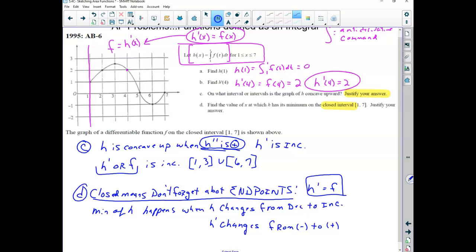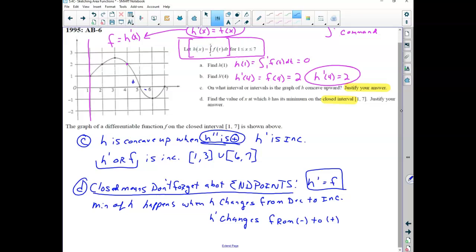So when did my derivative, when did h prime change from negative to positive? Well, I can see I'm going positive to negative here. And that never happens.